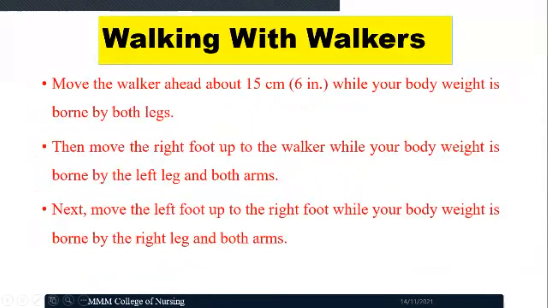Let us see how to walk with the walker. Here we have to move the walker ahead, about 15 centimeters in front of the body, while body weight is borne by the legs. Then move the right foot up to the walker, while the body weight is borne by the left leg and both arms. Next, move the left foot up to the right foot, while the body weight is borne by the right leg and both arms. So this is the way you have to move: the walker first, then the right leg, then the left leg.